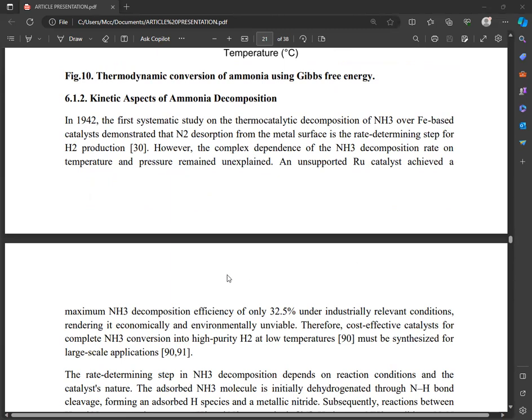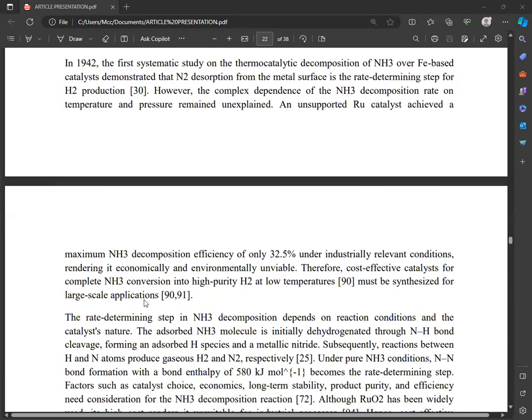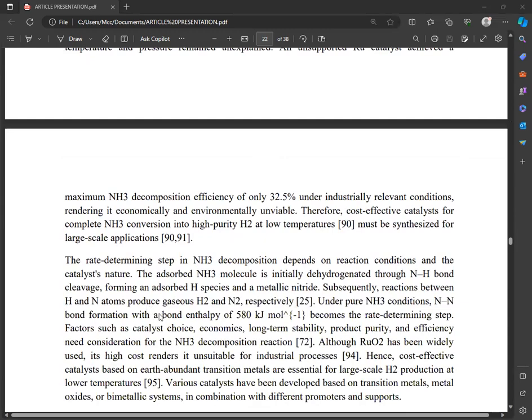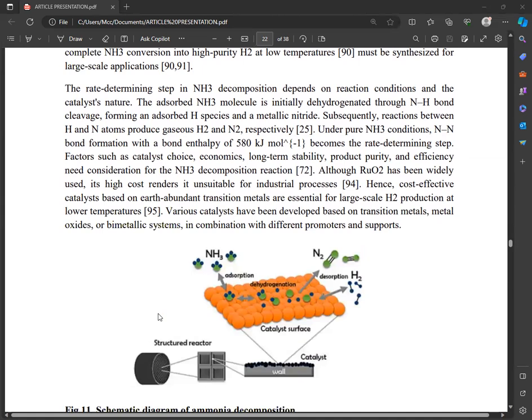In 1942, the first systematic study on the thermocatalytic decomposition of ammonia over iron-based catalysts demonstrated that ammonia desorption from the metal surface is the rate determining step for hydrogen production. However, the complex dependence of the ammonia decomposition rate on temperature and pressure remains unexplained. The rate determining steps in ammonia decomposition depend on reaction conditions and the catalytic nature.